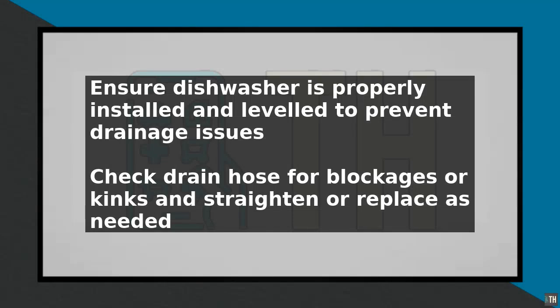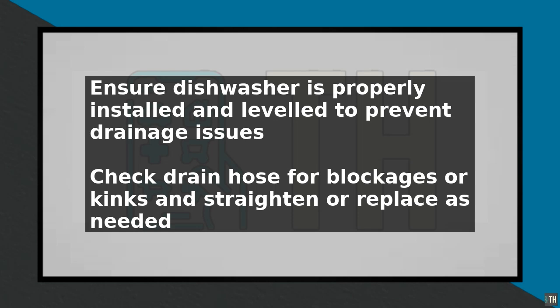To fix the Frigidaire Dishwasher error code ICO, which indicates a drainage problem, follow these steps. First, ensure the dishwasher is properly installed and leveled, as an uneven surface can cause drainage issues. Next, check the drain hose for any blockages or kinks. If you find any, straighten or replace the hose as needed.